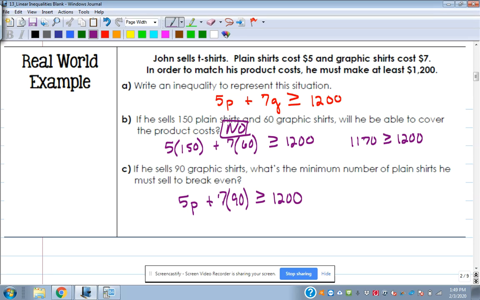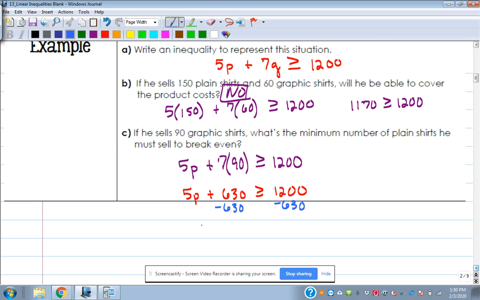And now we've got an inequality here that we can solve to get the plain shirts out of this. How many plain shirts we need to sell. So we multiply 7 times 90. It'd be 630. And then how do I solve that? Subtract that 630 from the 1,200. That's 570. Divide by 5 is the last step.